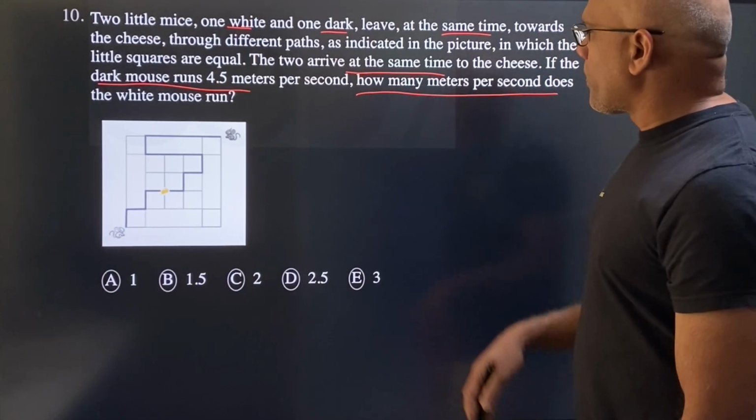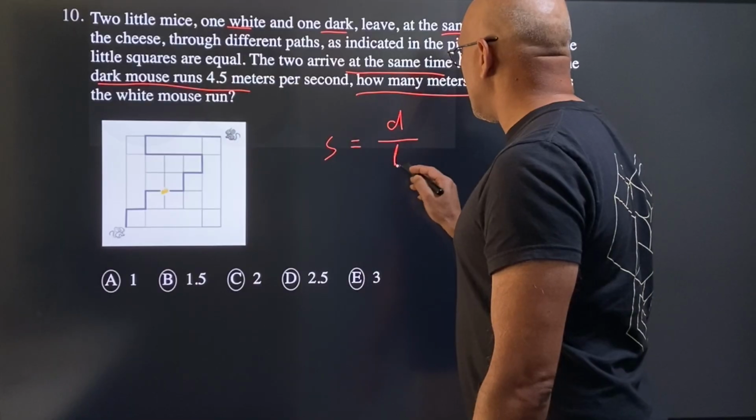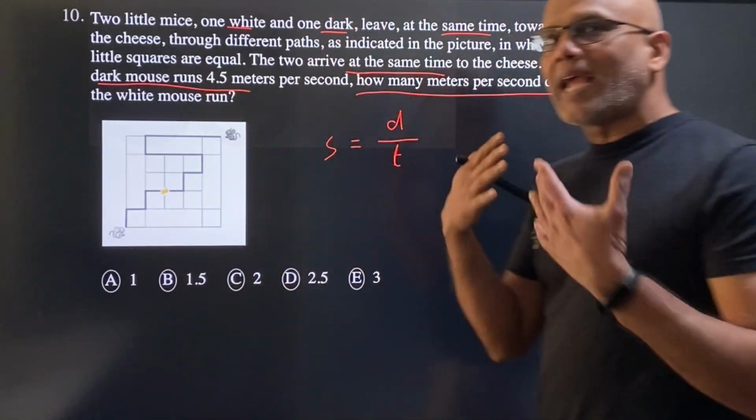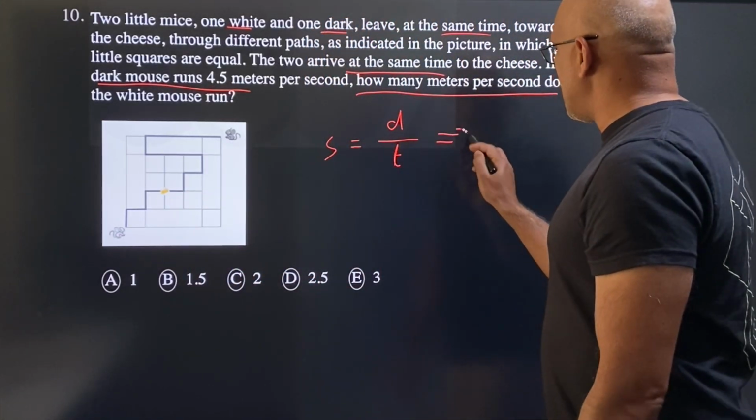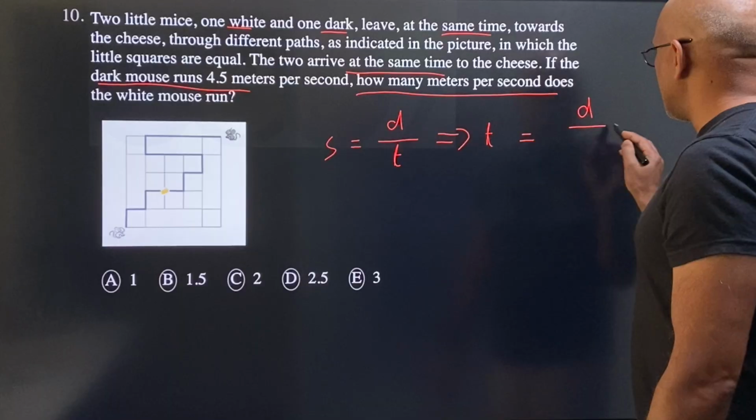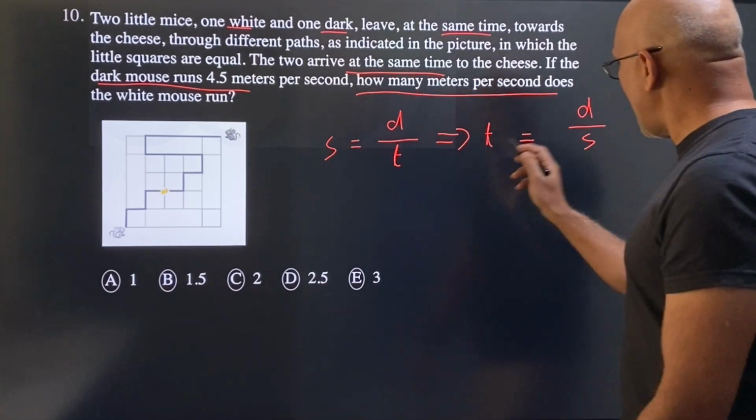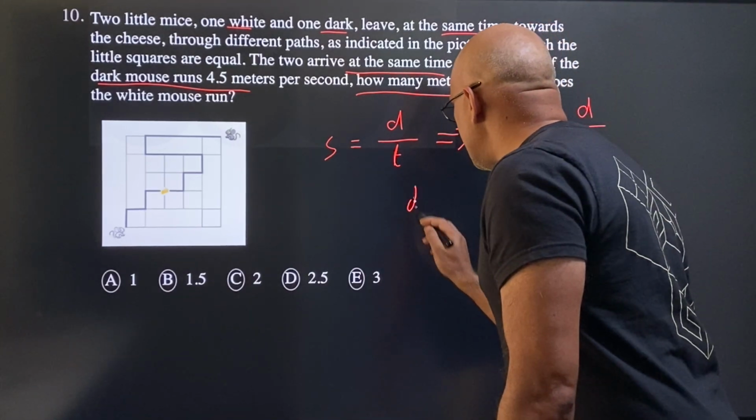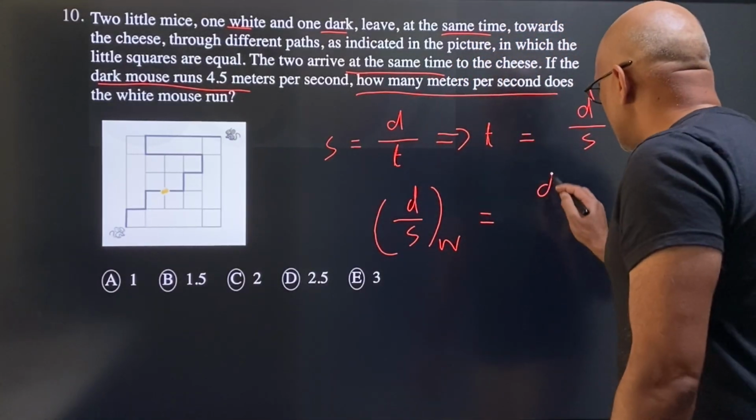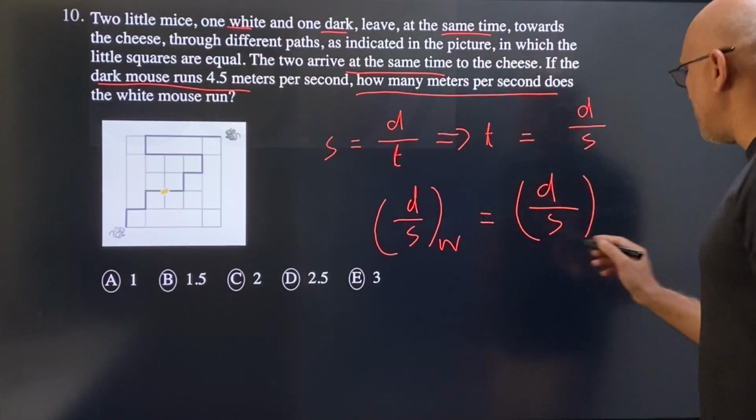Okay, so we know that speed, we call it S, is distance covered by the time. And I know that they start at the same time, arrive at the same time. That means the time taken is the same. So this gives me time is equal to distance over speed. I'm doing it like this so that I can equate the time for both. So distance over speed for the white mouse has to be the same as distance over speed, which is time, for the dark mouse, D for dark.